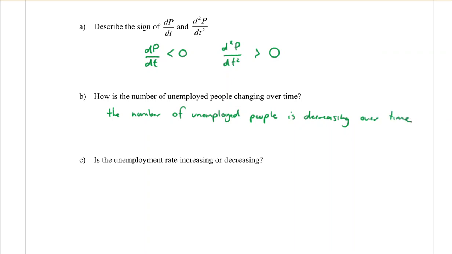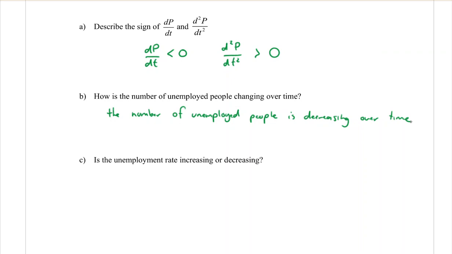Okay, C. Is the unemployment rate increasing or decreasing as we're going across in time? Sort of decreasing until it kind of levels out. You've got to be careful. It's a lot, and then smaller.